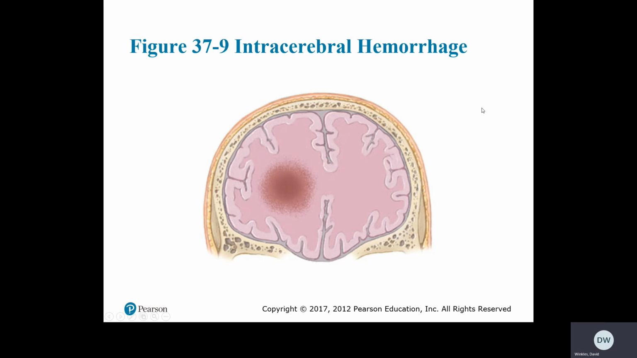Your intracerebral hemorrhage obviously is inside the cerebrum, inside the brain. It's going to be a lot of times an AVM, arterial venous malformation. More or less, this is a stroke. It could be caused by trauma, could be medical hemorrhagic stroke.